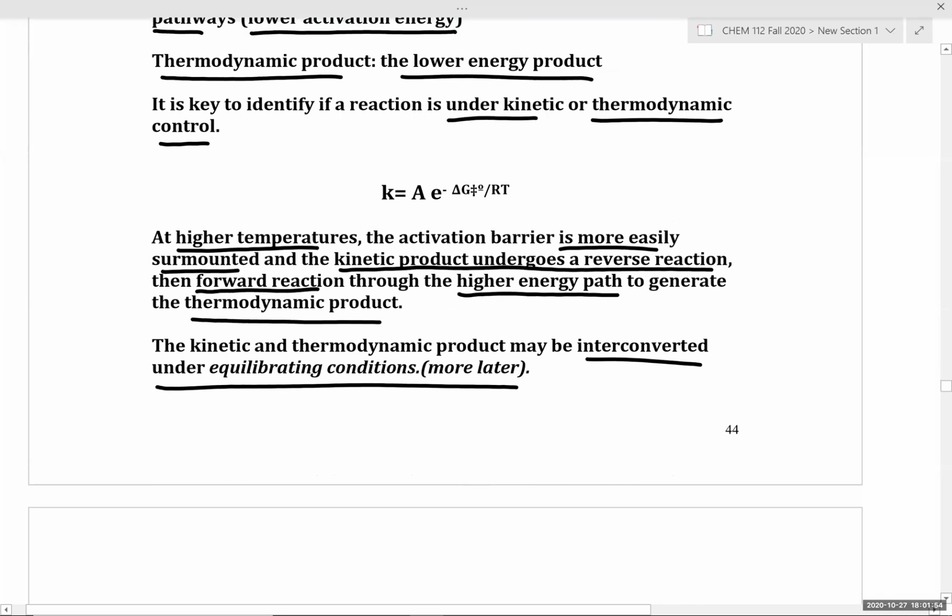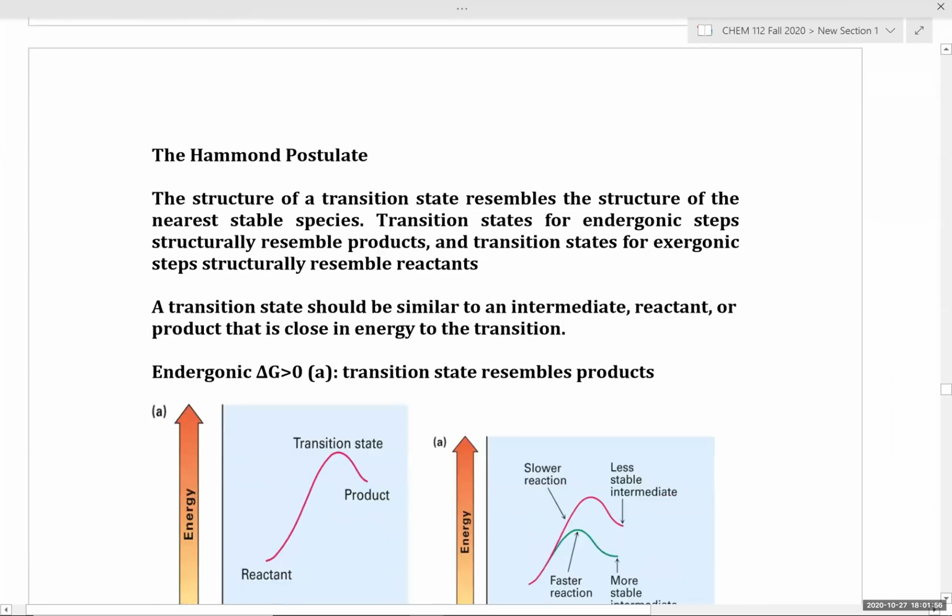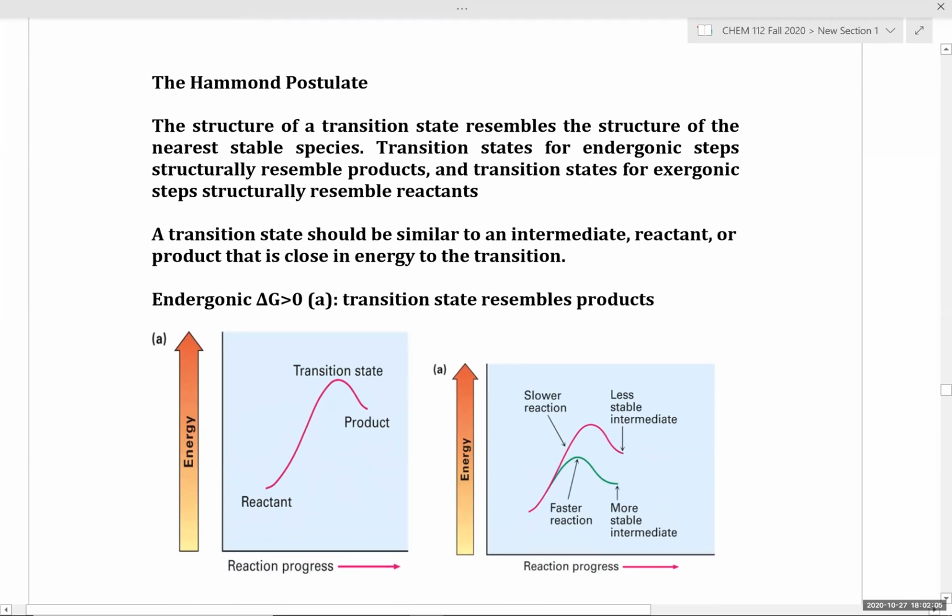Okay, perfect. So what we're next going to talk about is what I would consider one of the most important concepts in terms of analyzing a chemical reaction and predicting product selectivity. And it is known as the Hammond Postulate.